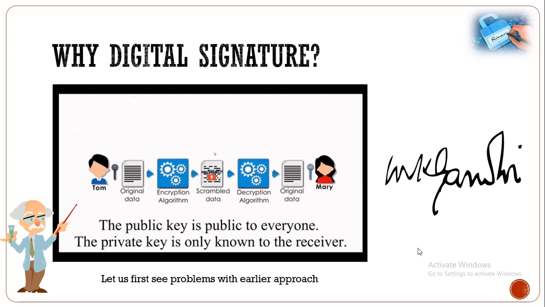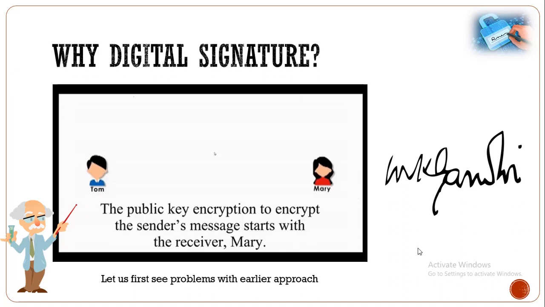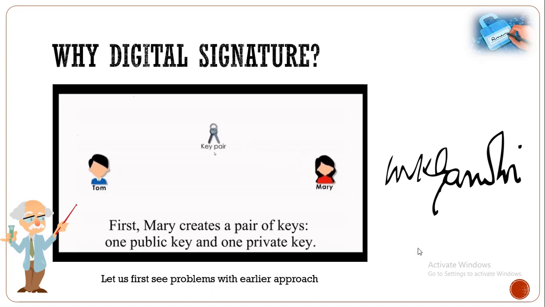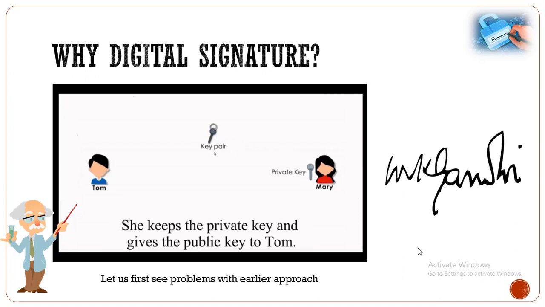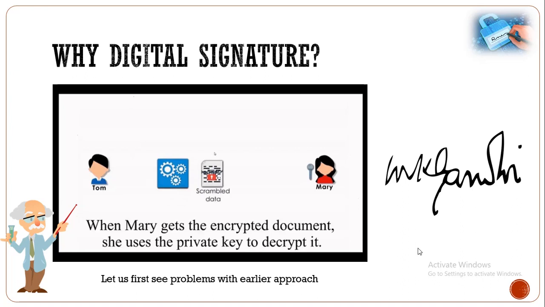But let us see what the problems with this approach are. The first and most important problem is, as Mary's public key is available to all, what if Harry uses Mary's public key and sends a message to her pretending to be Tom? Mary does not have any mechanism to check who exactly sent her a message. Only on the basis of what is in the original data can she conclude who sent it, but there is no direct proof of who actually sent the message. So the first problem is authentication.